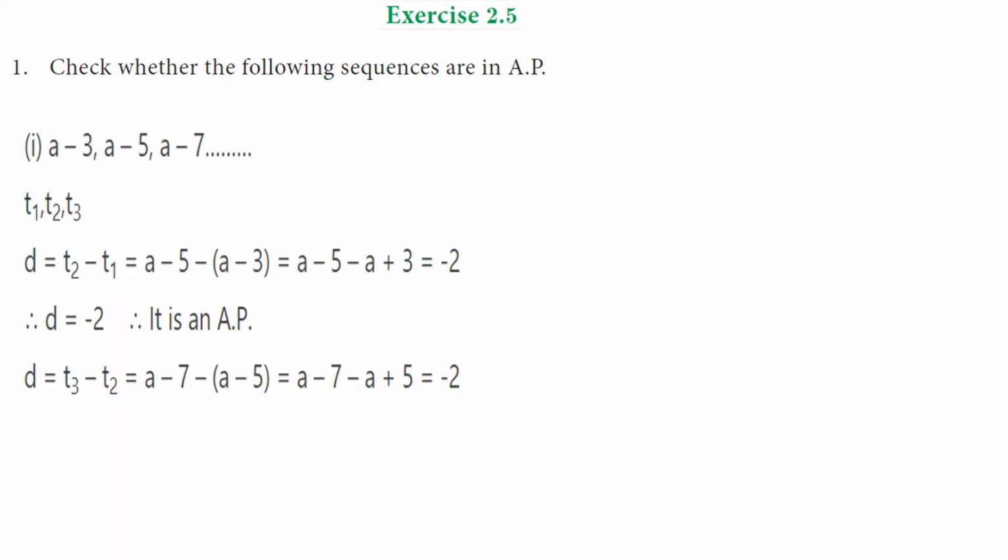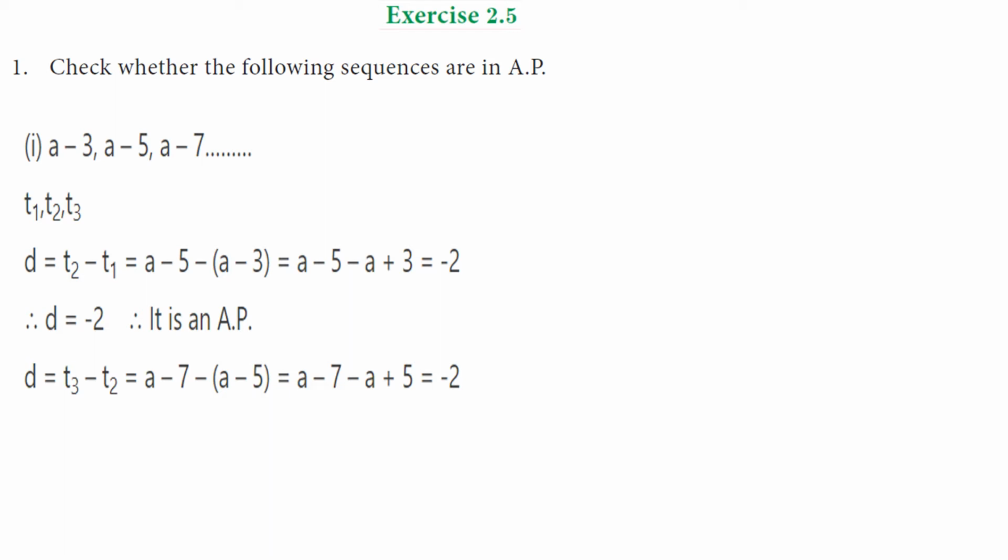Good morning students. Today we are going to discuss exercise 2.5 sums. First one, check whether the following sequences are in AP. First one: a minus 3, a minus 5. So T1 equal to a minus 3, T2 equal to a minus 5 and T3 equal to a minus 7. We have to prove T2 minus T1 equal to T3 minus T2. If it is there, that sequence is in AP.